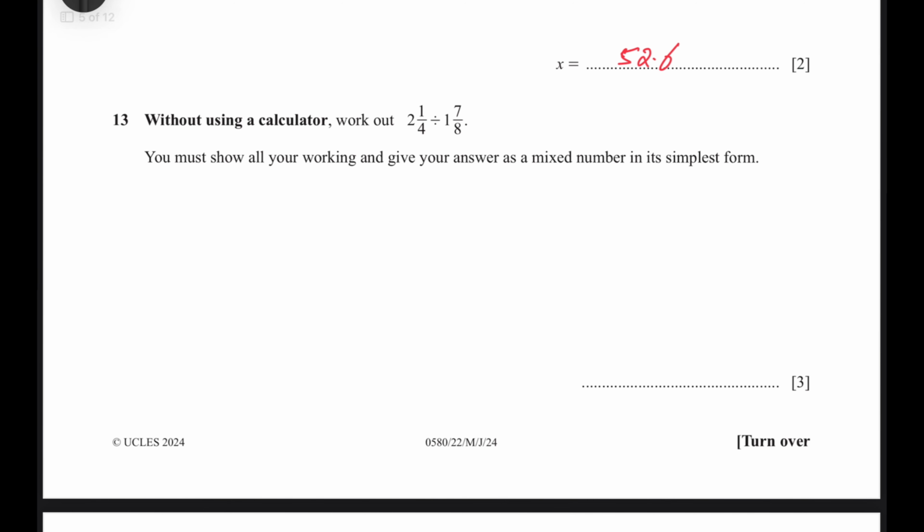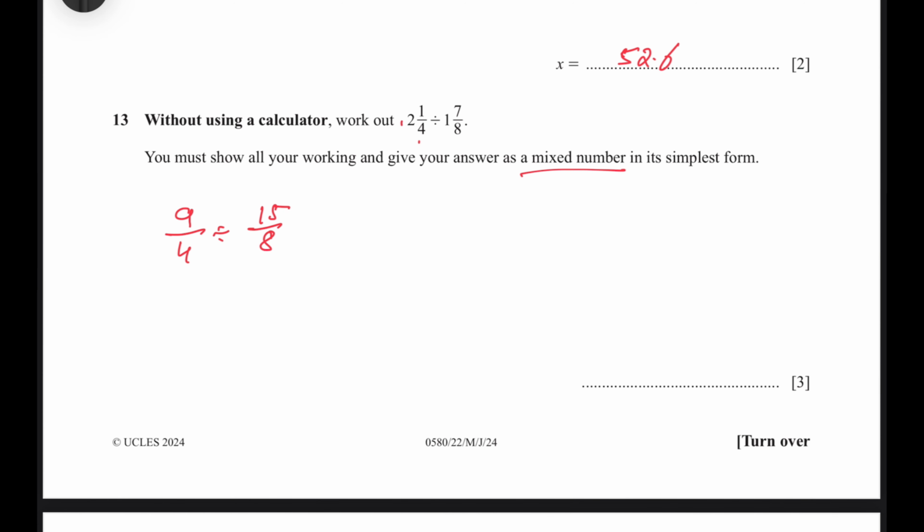Without using a calculator, work out 2 1/4 divided by 1 7/8. You must show all your working, and give your answer in the mixed number, in the simplest form. Okay. So first of all, let's solve this. So 2 times 4 is 8, plus 1. So this becomes 9 by 4 divided by, 8 ones are 8 plus 7, that is 15 by 8.